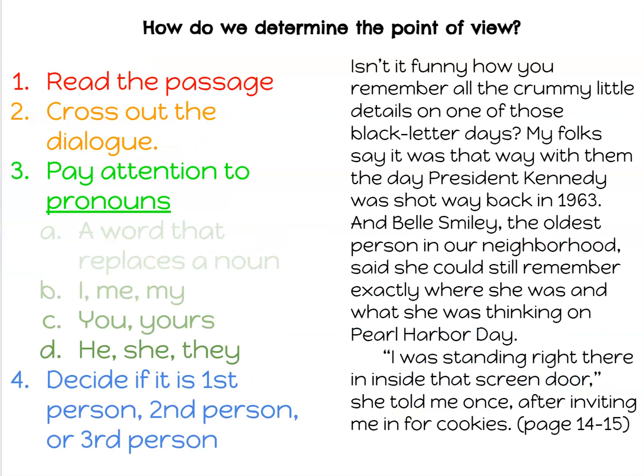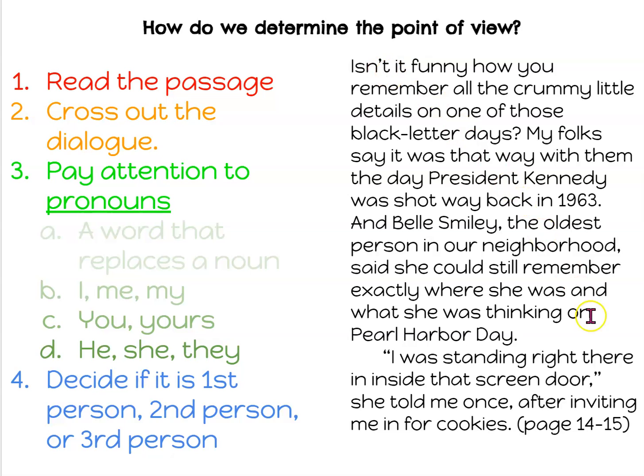So here's what you're going to do today on Seesaw. You are going to practice determining the point of view. I already shared with you that the point of view of Night of the Twisters is first person. Dan, our character in the story, is narrating and telling the story from his perspective. But I want you to go through and do these steps, and this will be on your slide for Seesaw.